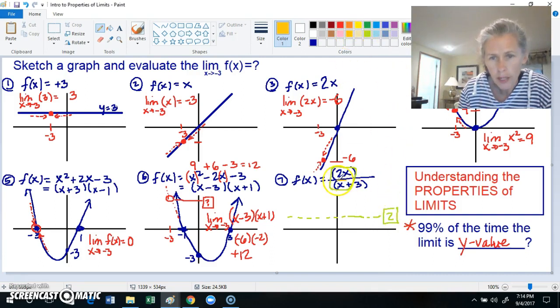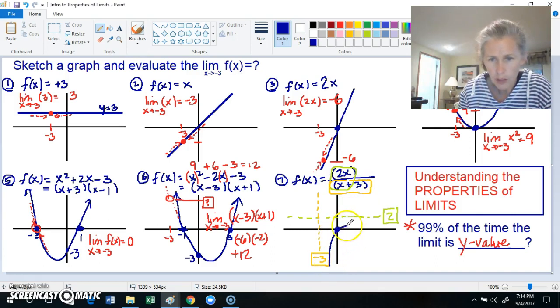What is my vertical asymptote? Look at the denominator. When is the denominator equal to 0? I can't divide by 0. That x value will be the vertical asymptote. Okay, next, what is my y-intercept? Well, let's see. Plug in 0. I'm going to get 0 over 3. That's 0. So I know the graph passes through 0, 0.